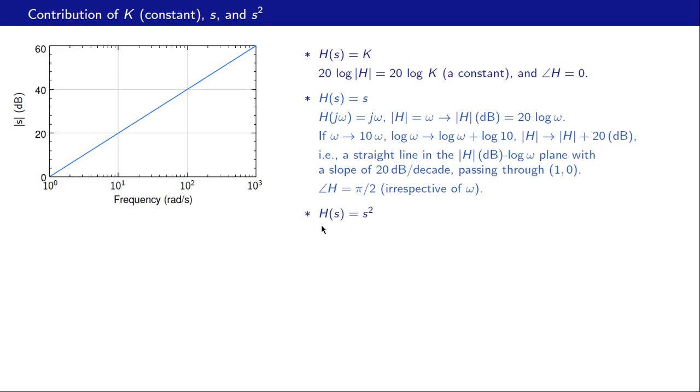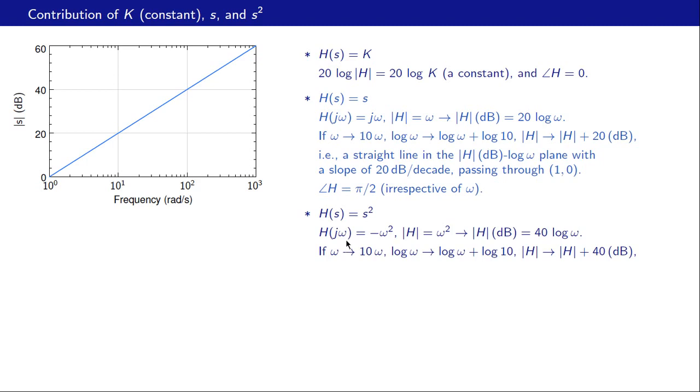Alright, let's now consider h of s equal to s squared, or h of j omega equal to j omega squared, which is minus omega squared. And the magnitude then is omega squared, and h in dB is 40 log omega. 20 log of omega squared, so that turns out to be 40 log omega. Once again, we go through this exercise of allowing omega to go from omega to 10 omega, and then we find that h increases by 40 dB. So therefore the slope is 40 dB per decade.